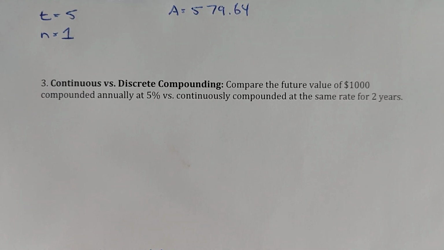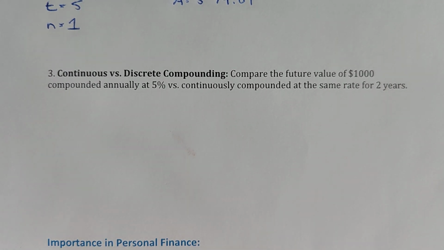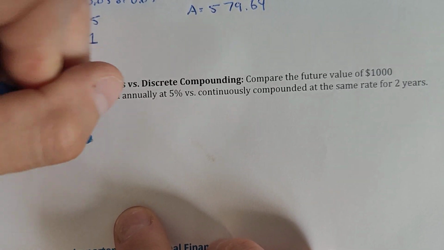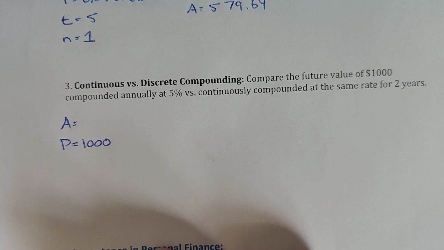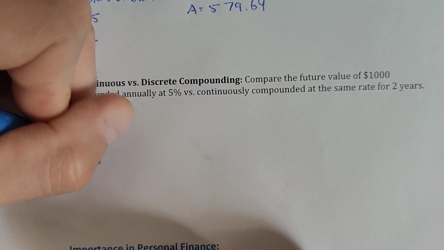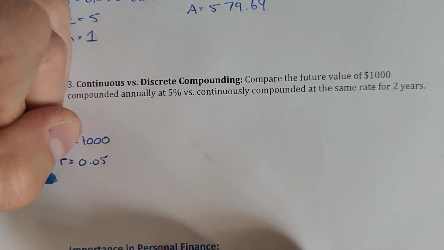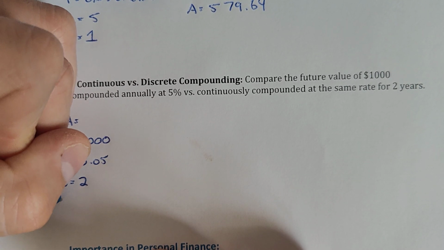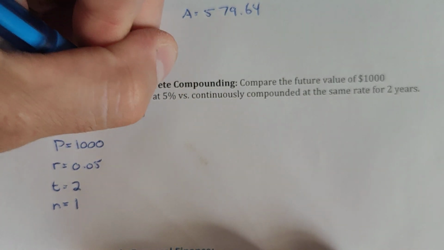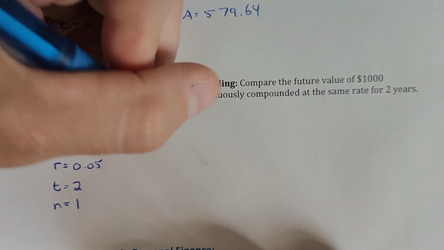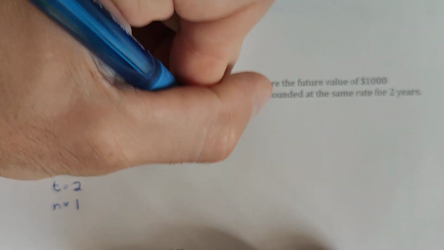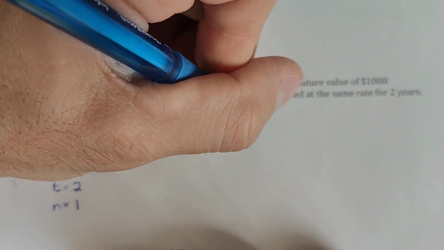Finally, last practice problem here, just comparing that concept of continuous versus discrete compounding. So our A, again, we're looking for the principal. In this case, we have $1,000 compounded annually at 5%. So our rate is 0.05. Our time is 2 years, and our number of periods, again, is 1. Filling in our compound interest formula, so for the annual, we have A equals 1,000 times 1.05 to the power of 2.